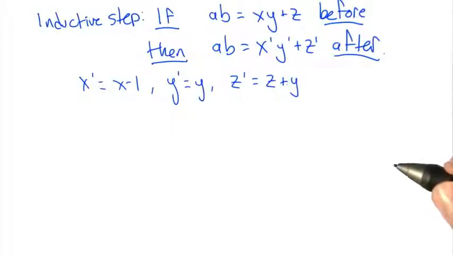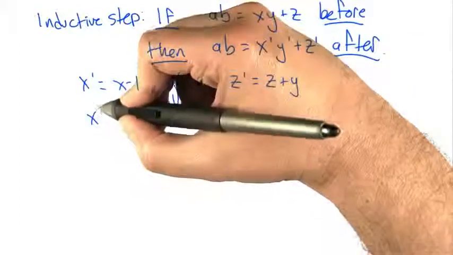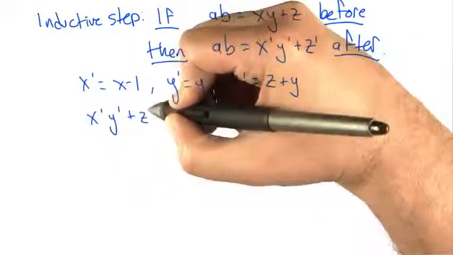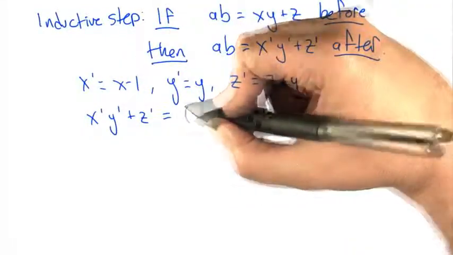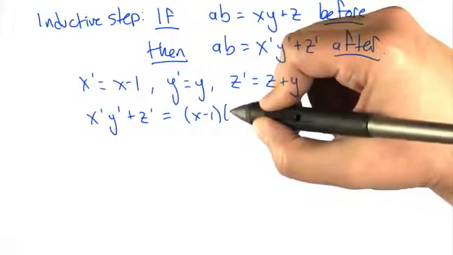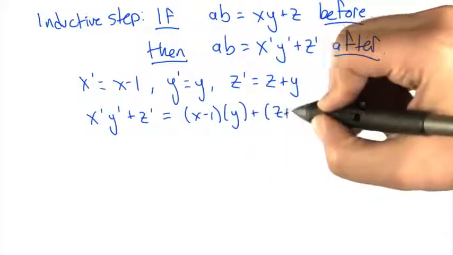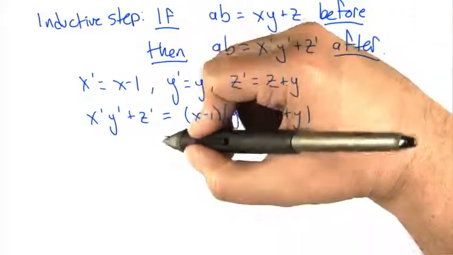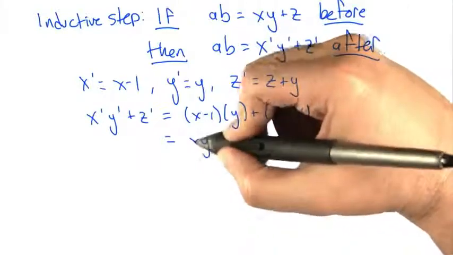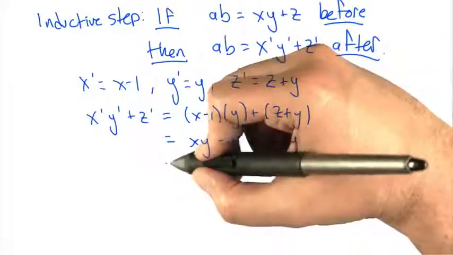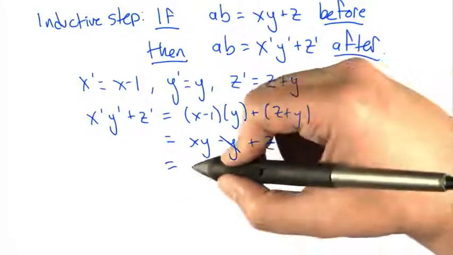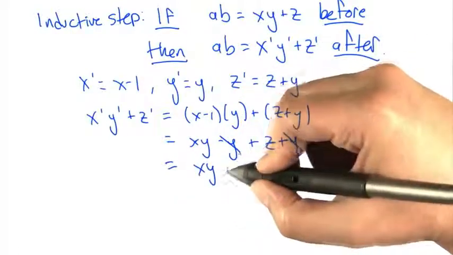All right, so now what can we say about x prime times y prime plus z prime? We know what x prime, y prime, and z prime are, so let's substitute those in. That's (x minus 1) times y plus (z plus y). And now we'll just do a little bit of algebra. Multiplying this out, we get xy minus y plus z plus y. And these y's, plus y and minus y, cancel, and so what we get is xy plus z.